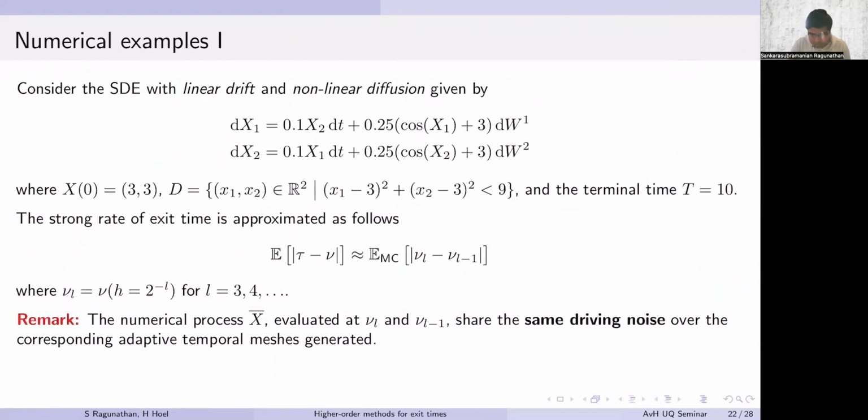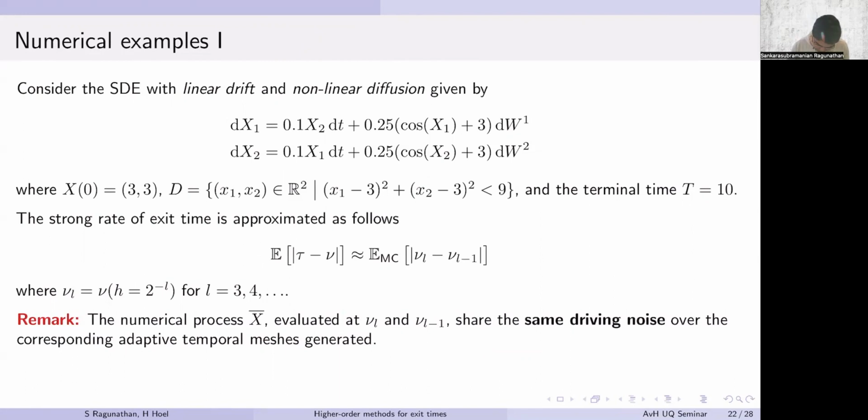So in order to show this, there's no better way to show this rather than using some numerical tests. So the first test we perform is using a linear drift term and a nonlinear diffusion term. And the diffusion term is bounded in this case inside the domain. We consider that it starts inside a disk, basically with center (3, 3). And the disk has a radius 3 as well. And we are interested in computing the time that the process defined above takes in order to exit that disk, or until it reaches the terminal time 10.